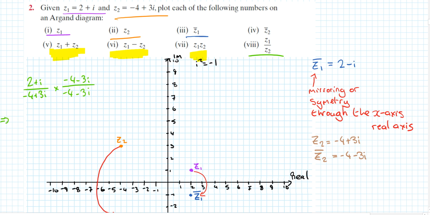And we had a shortcut as well for how to multiply out the bottom line. You could multiply them out as if they were brackets in the bottom, or you could remember that it's going to be minus 4 squared plus 3 squared. The bottom line can be shortened to just a squared plus b squared. Now the top line you do have to multiply out the long way.